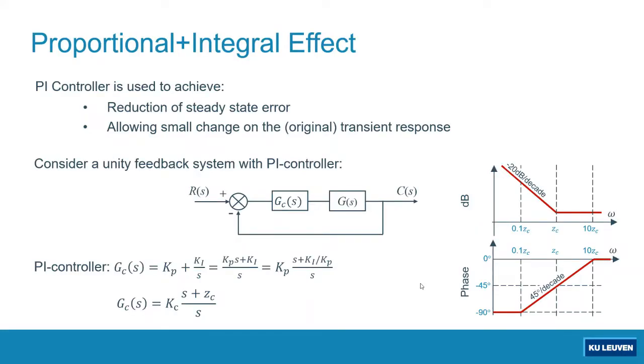Before we start discussing how to design a PI controller, I will take a look first at why we need a PI controller. Typically, a PI controller is designed to achieve two main goals. First, to reduce a steady state error. This is pretty unique to a PI controller. And the second goal is to keep similar, or at least allow a very small change to, the existing transient performance in your system.